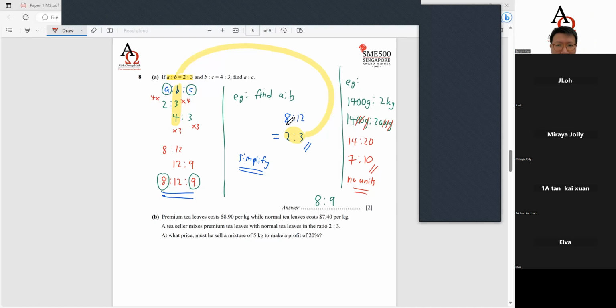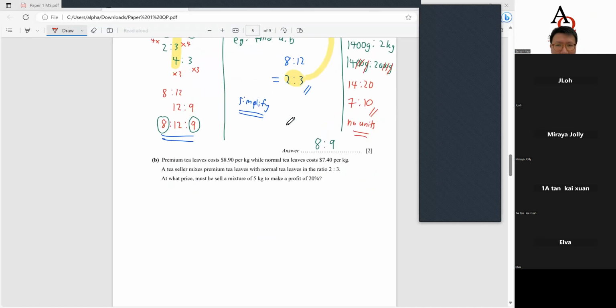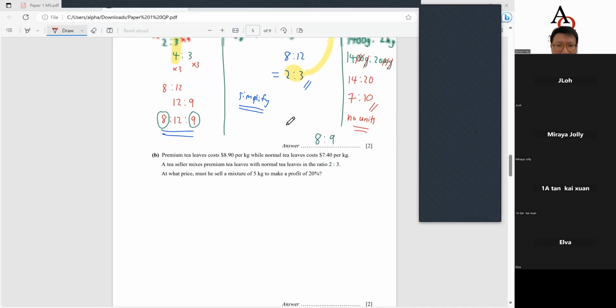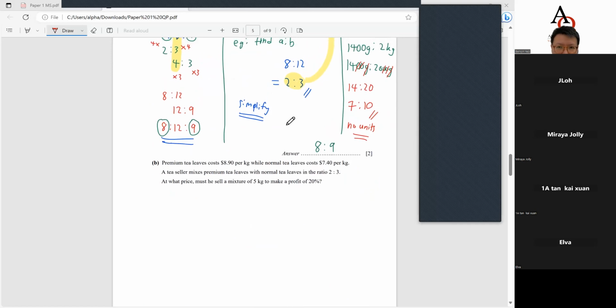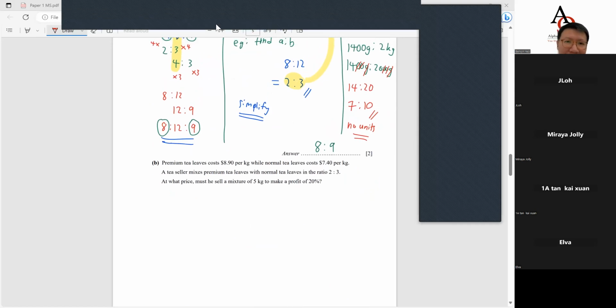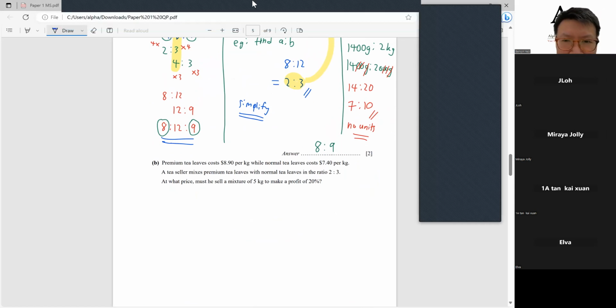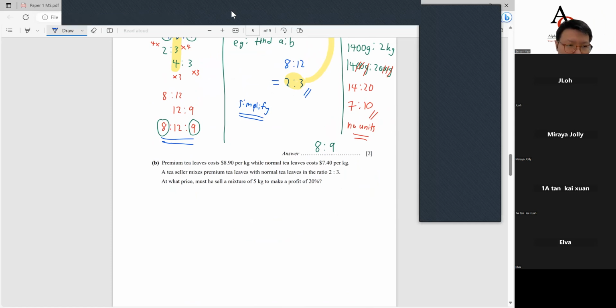Okay, can. All right, next one is also about ratio. You have premium tea leaves costing $90 per kg. Normal tea leaves at $7.50. That's quite cheap actually. Okay, never mind. So a tea seller mixes premium tea leaves and normal tea leaves in a ratio of 2:3. At what price must he sell a mixture of 5 kg to make a profit of 20%? Okay, this question is a bit on the trickier side.